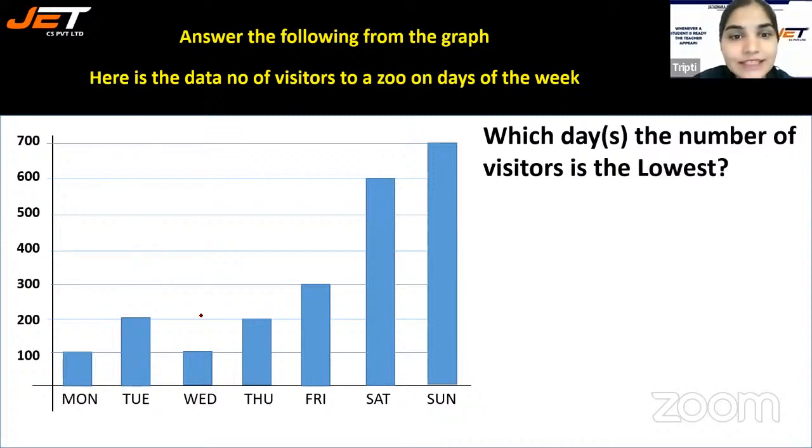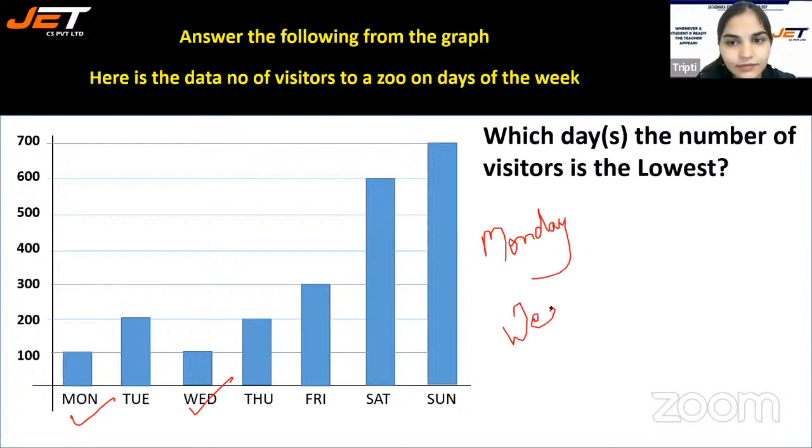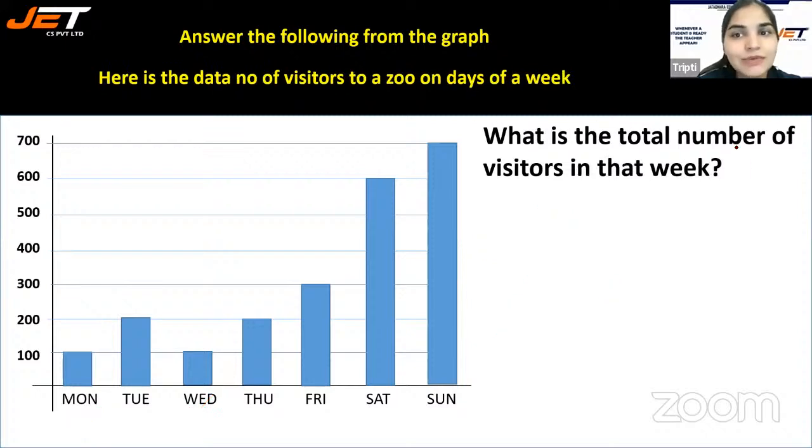Which day is the number of visitors the lowest, the least one? The day with the least number of visitors is Monday and Wednesday together. So Monday and Wednesday. On both these days the visitors are least because on both days the visitors are 100. So that's why. What is the total number of visitors in that week?